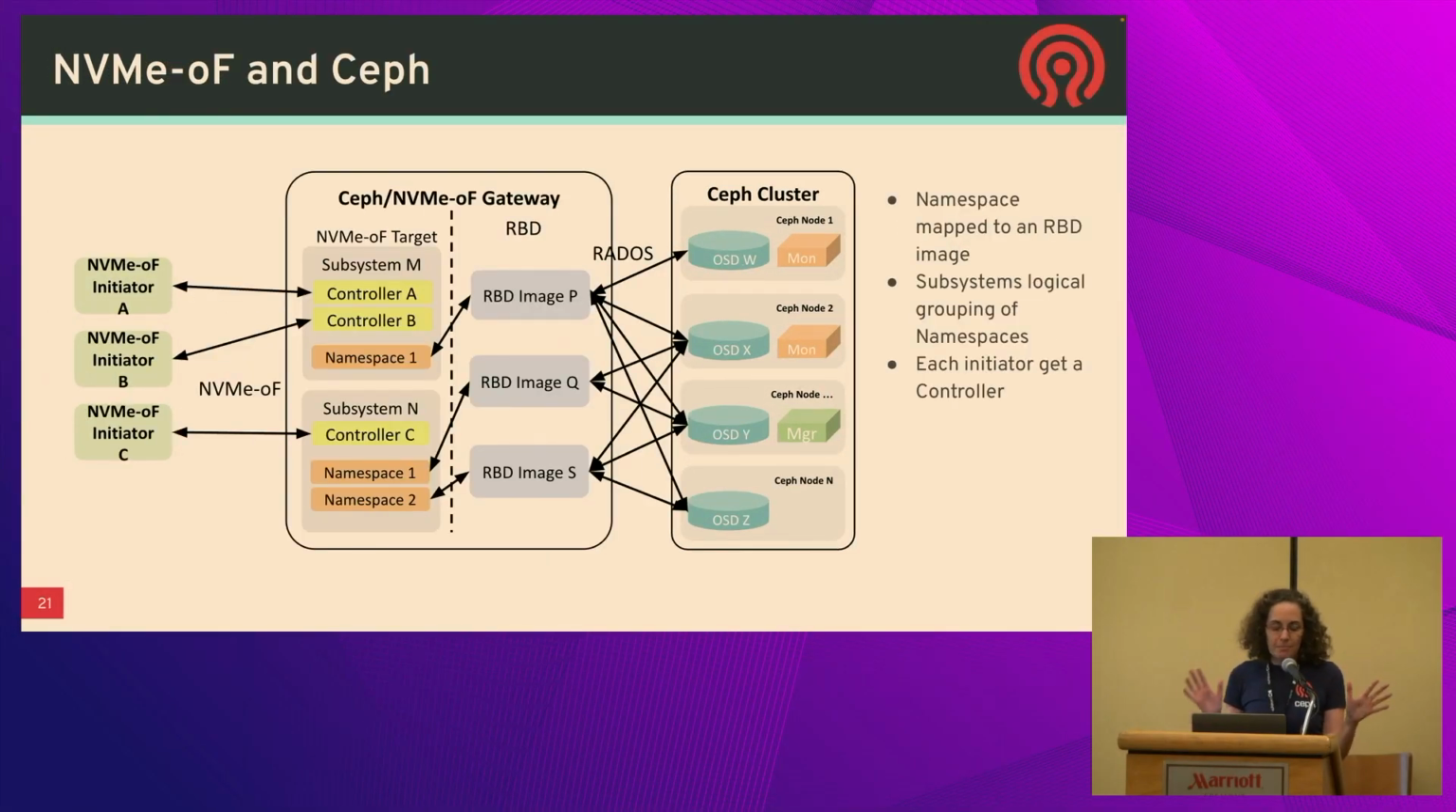How will we map the NVMe components to Ceph? An NVMe namespace is easily mapped one-to-one with an RBD image, a block image. When an initiator connects to a target, it connects to a specific subsystem. That subsystem is a logical grouping of namespaces and is used basically for access control, so we can make sure that an initiator can connect only to subsystems that have the namespaces it can see. Each initiator can get one or more controllers. Usually more means we need higher scalability.